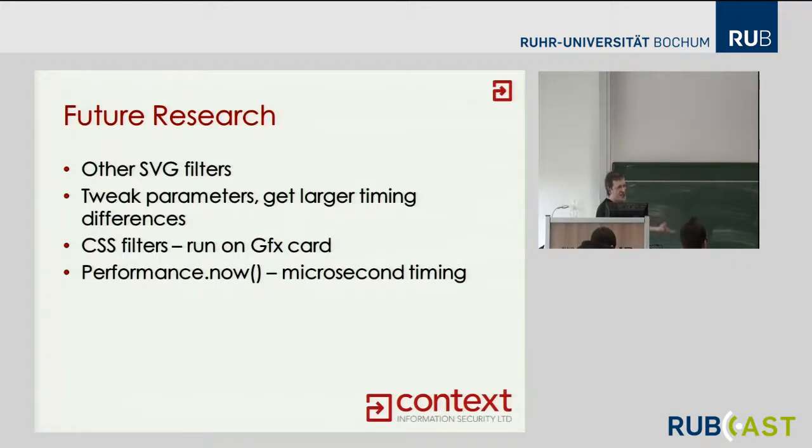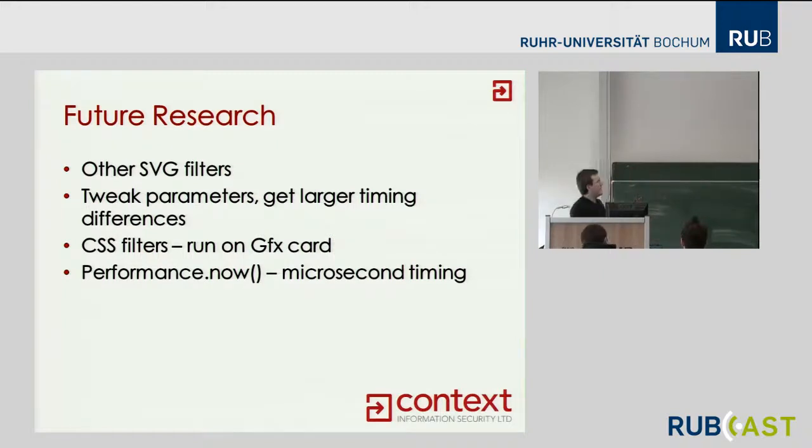As well as SVG filters, there's a new spec for CSS filters. These are much simpler, so there are fewer things to tweak, but they're things like grayscale, blur and sepia. These are designed so that they can run on the graphics card. So it will be interesting to test and see if we can get a timing difference, even though running on the graphics card will be very, very fast. It's not being run in software.